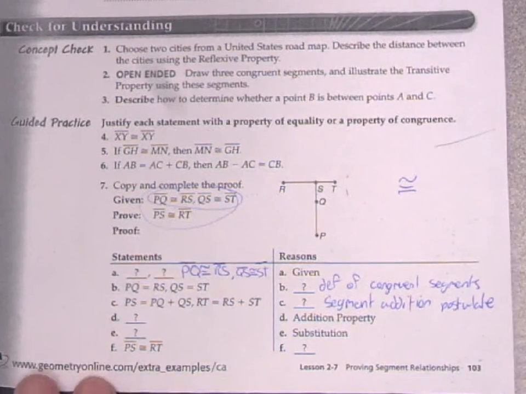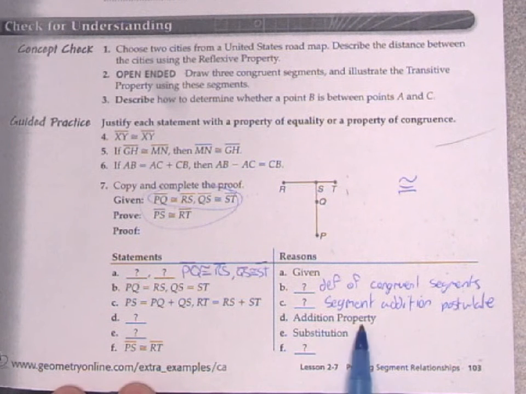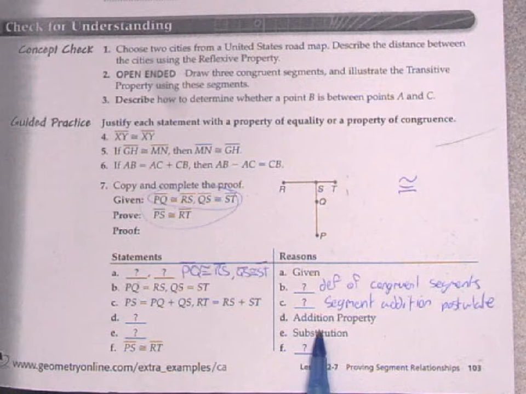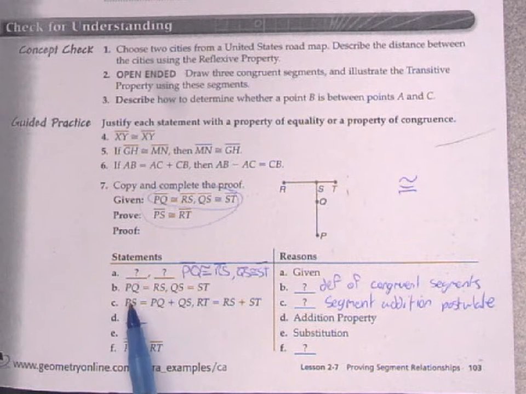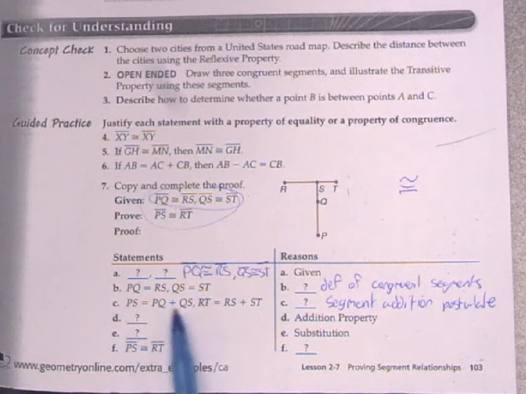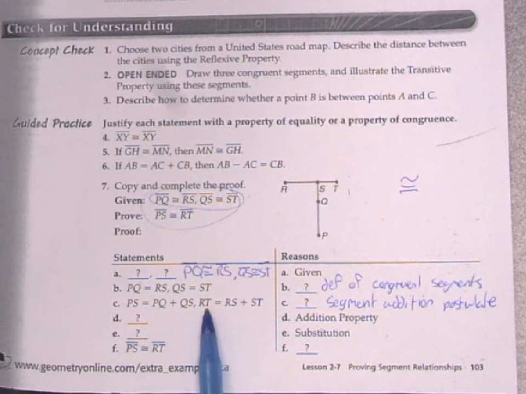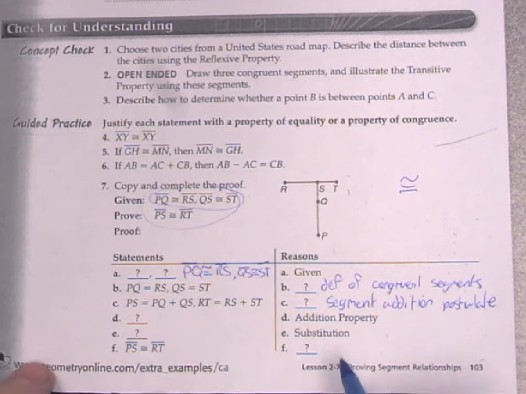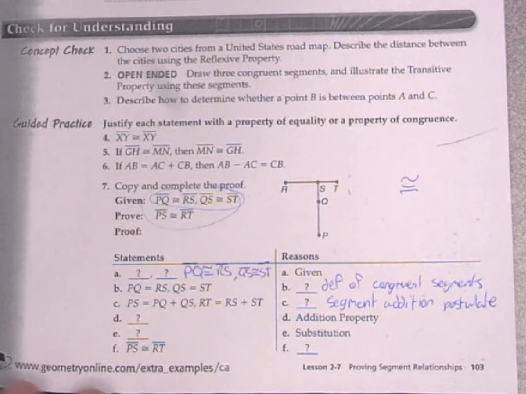Okay? All right, the next thing it's going to be using is properties of equality. So this is the addition property of equality and the substitution property of equality. Now my goal is to say that the segment PS is congruent to the segment RT. And so I need something that's going to allow me to set that up. Okay, so let's talk about the addition property of equality.